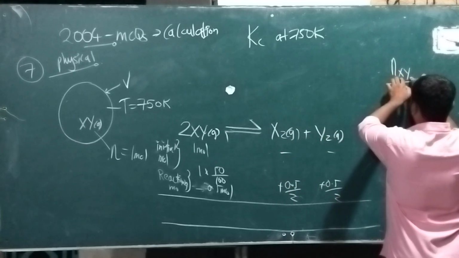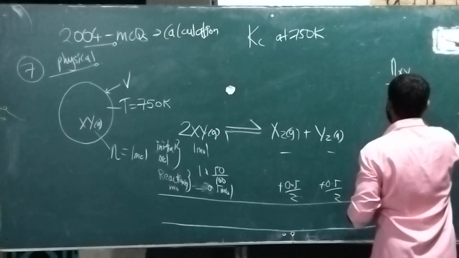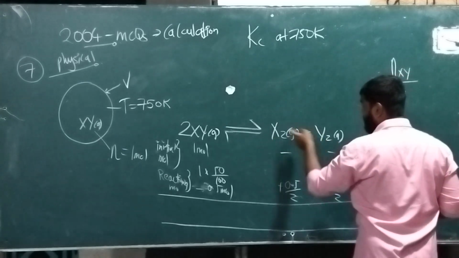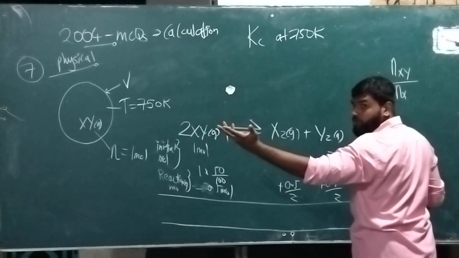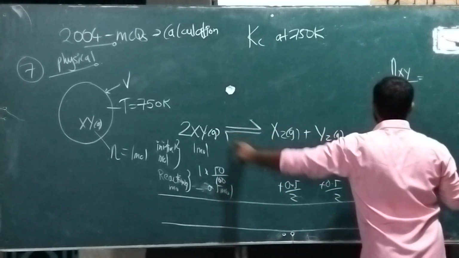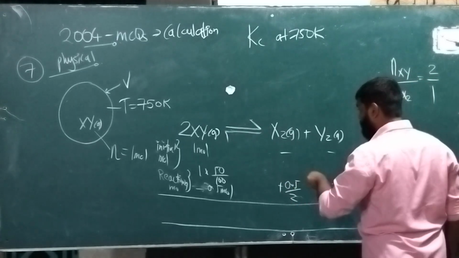So the number of moles of XY gas, you need to find for this. If you find for this, you can directly find how much is for this, because both of them are in the same stoichiometric ratio, no? 2:1, 2:1, so no harm. So NX2 gas is equal to, what's the stoichiometric ratio? 2:1, right? Take your time, do it quickly.